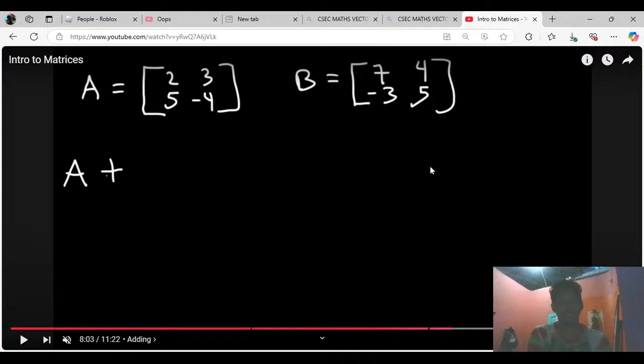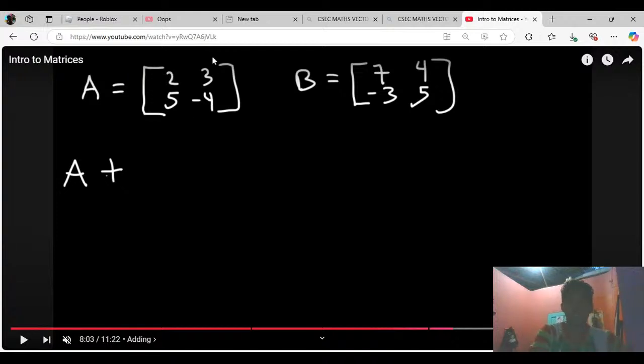When it comes to adding vectors and matrices, you usually require matrices that have the same number of rows and the same number of columns. So you add the numbers row by row, column by column. It's very simple. So let us look at matrix A.